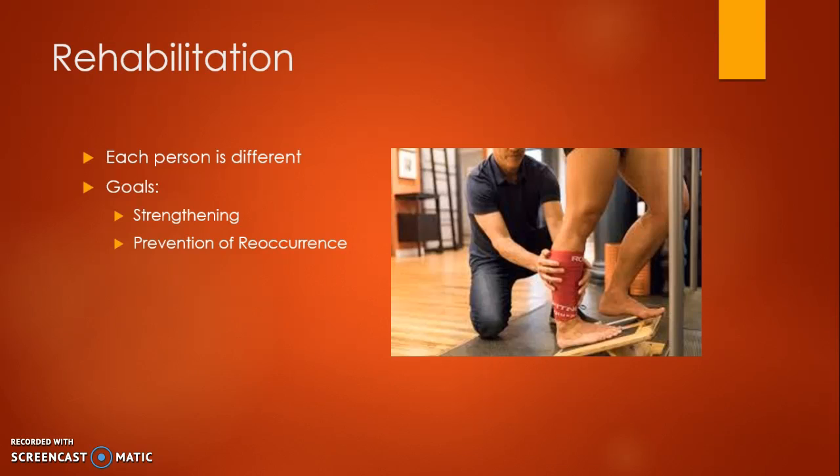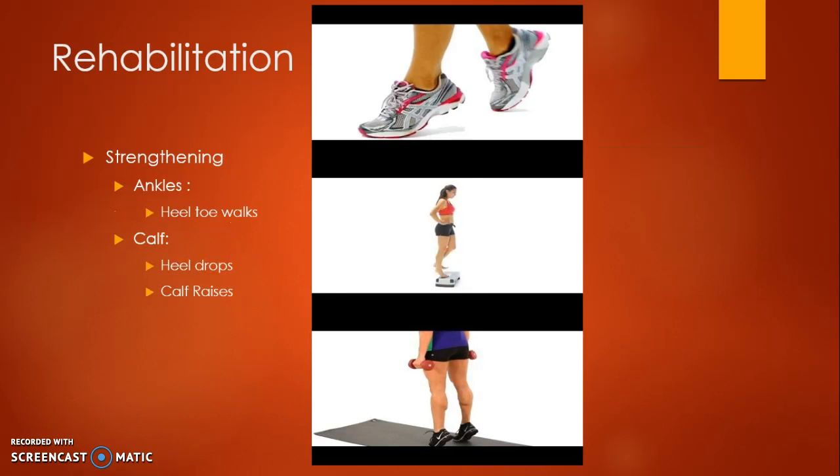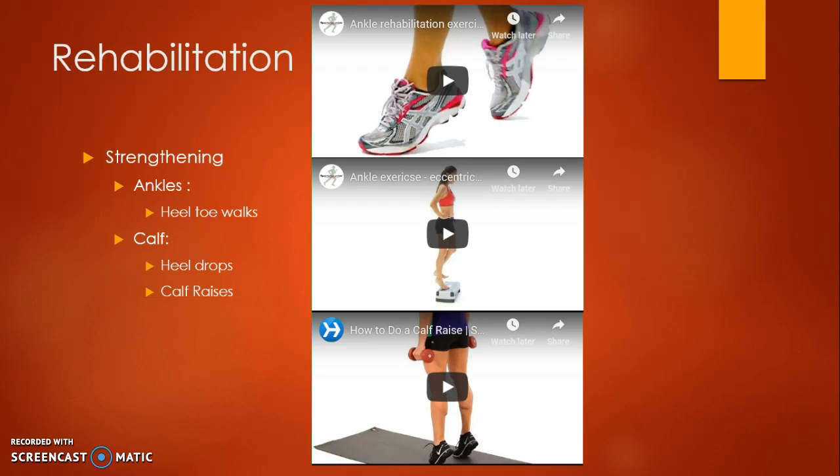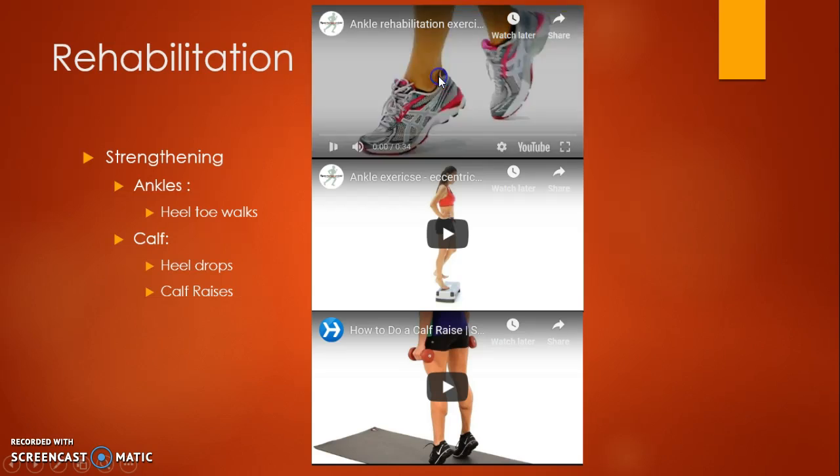Now that we've gotten through treatment, and treatment is meant to decrease pain and give some more range of motion and strengthening, rehabilitation is again focused on strengthening and preventing reoccurrence of injury. As always, it is important to remember that every person is different, and every person's injury and location is going to be different. So here are some exercises for the ankles and for the calves to increase strength in the low leg to hopefully prevent the reoccurrence of shin splints.